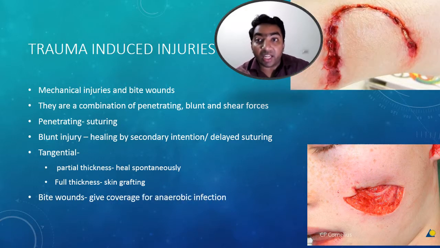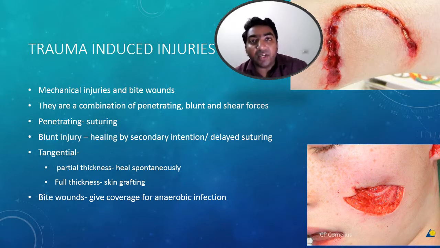Another type of wounds are the bite wounds. What is the importance of bite wounds? Unlike the other injuries, we will have to give anaerobic coverage. There is a high chance for anaerobic infection due to the high amount of anaerobic bacteria in the mouth of the human or other animals, for example a dog bite, and we will have to give a cover for anaerobic infection.